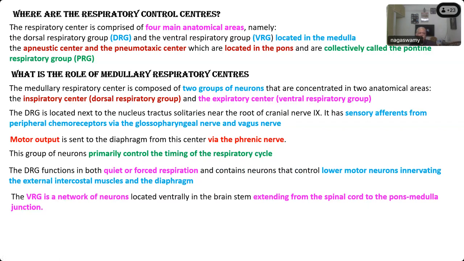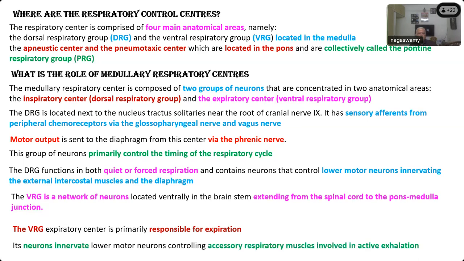Whereas the ventral respiratory group is a network of neurons located ventrally in the brainstem, extending from the spinal cord to the pons medulla junction. So that is where they are situated. And the VRG expiratory center is primarily responsible for expiration. So DRG is the inspiratory center, VRG is the expiratory center. Their rhythmic activity: you take an inspiration, then it is cut short, then expiration starts. And the neurons innervate the lower motor neurons, controlling accessory respiratory muscles involved in active exhalation.